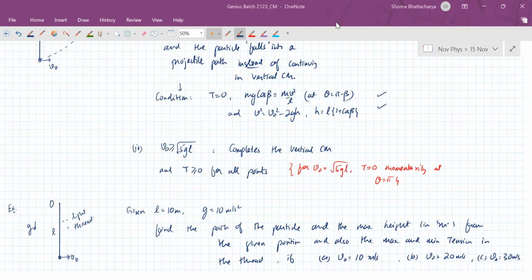For that, you need the mass of the particle. So just write the tensions in terms of m, or we can assume some value of mass. Take the particle's mass to be, let's say, 1 kg or something. So you can then get the numerical value in newtons for the tensions.